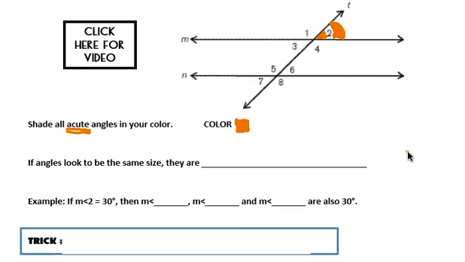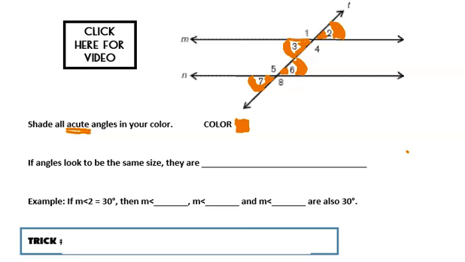Now what I'm going to do is I'm going to shade all of the angles that look like angle 2. They're acute. So also angle 3 is not a wide angle, so I'm going to shade that one too. I'm going to come in here and I'm going to shade angle 6. And it looks like angle 7 is also acute. I shaded all of my acute angles.